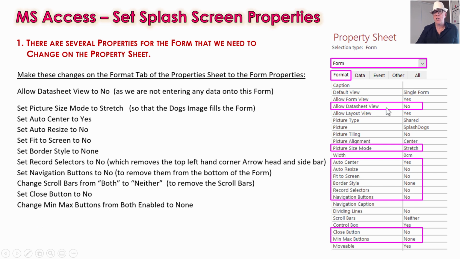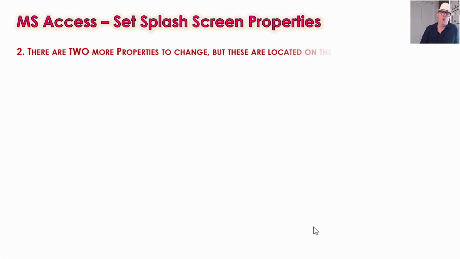So here they are, there they all are listed, and this is where you find them. Allow datasheet view needs to be no. Picture size mode needs to be stretched. That's going to fix that dog picture like we were talking about, stretch it out to fit on the form. Then we need all of these ones in here. Auto center is yes. Auto resize is no. Fit to screen is no. Border style, change that to none. Record selectors is no. Navigation buttons is no. Close button is no, and min-max buttons is none. All right, now setting all those properties will make a really nice, plain, ordinary picture come up like we saw at the start of this lesson when we ran the finished product.